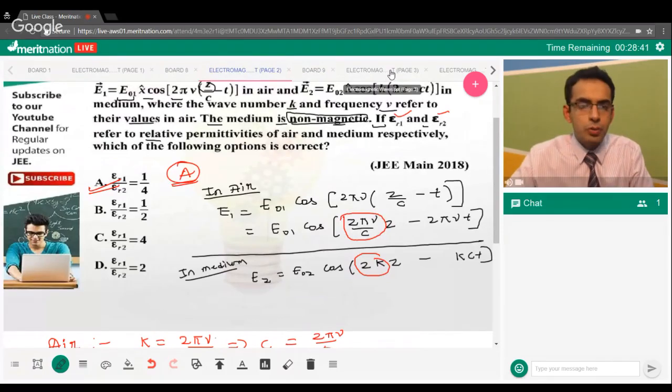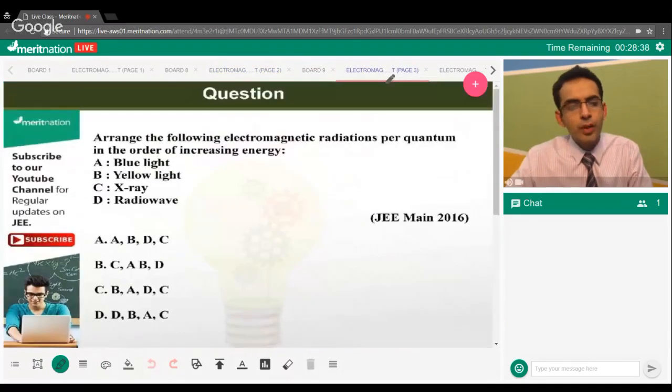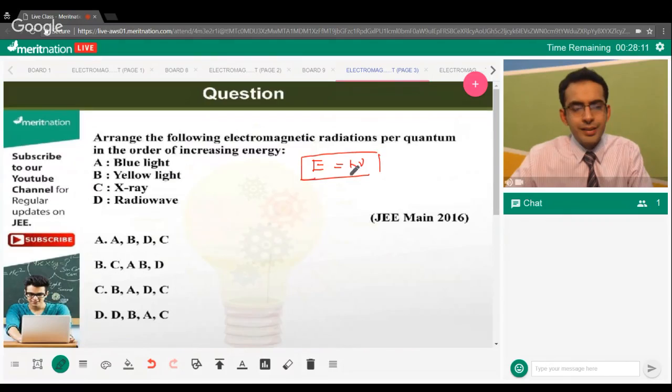Let's move forward now. Arrange the following electromagnetic radiations per quantum in order of increasing energy. Students, if you have learned the photoelectric effect, you must have learned that E is equal to h nu. This is the energy of a photon, or energy per quantum. So we have to compare the frequencies of the given waves.